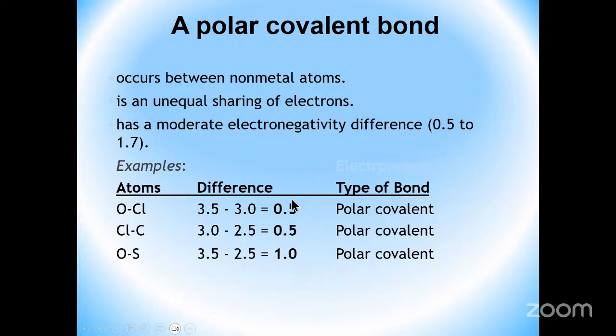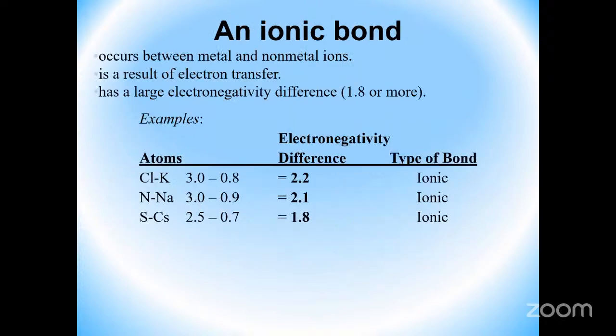All right, so these are all polar covalent bonds because the differences in their electronegativities lie within this range from 0.5 to 1.7. And then pretty much anything from 1.8 up, if you have a difference between the two atoms involved, then those bonds are essentially ionic. And these are just some examples.